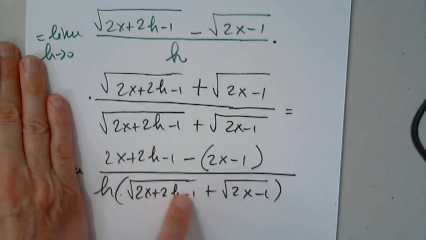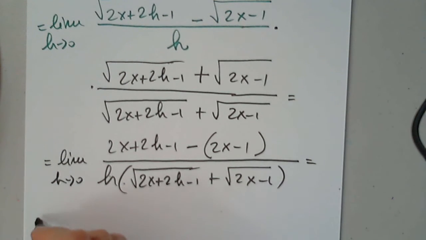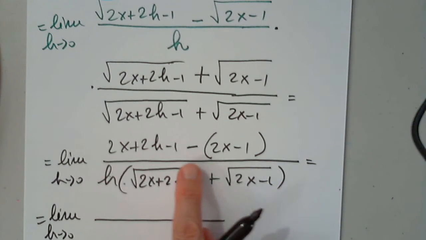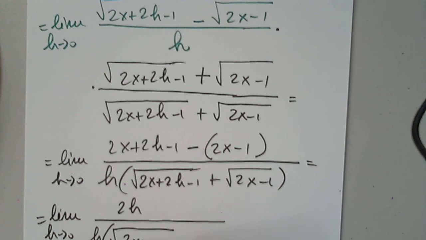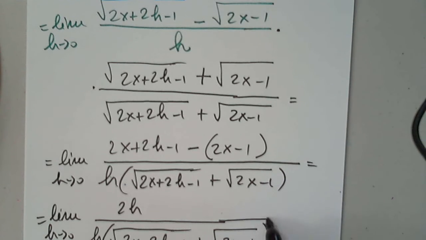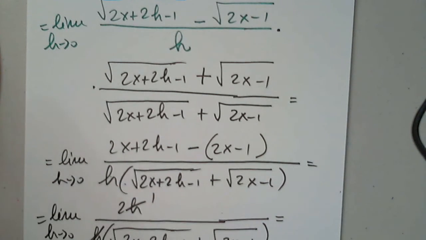This limit does not equal this. No, it does not. It equals this limit. So now the numerator, 2x minus 2x will be 0, to h, -1 plus 1. And then h in the denominator is the square root of 2x plus 2h minus 1 plus the square root of 2x minus 1. I'll simplify. Now the limit operator will be applied, and I can write the final answer.